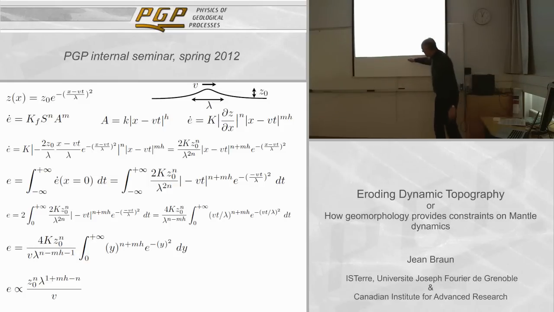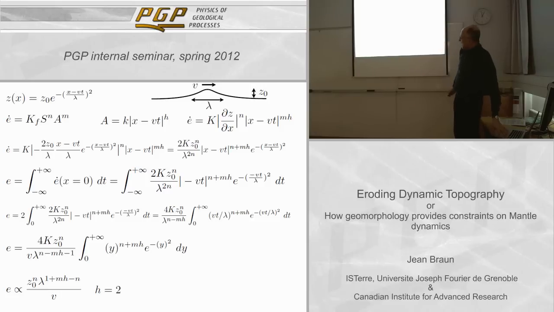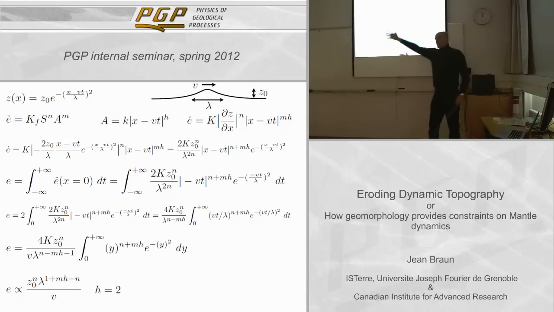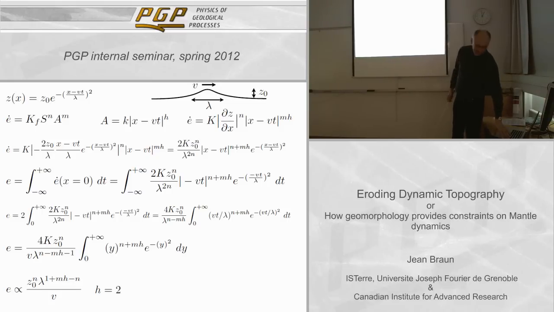But what are these exponents? Well, we don't know really what they are. But there's something really amazing. H is well known. You can easily measure it. You can go in any landscape and measure the relationship between drainage area and distance to the divide. And it's very stable. It varies between 1.8 and 2.2. M and N are very hard to measure.